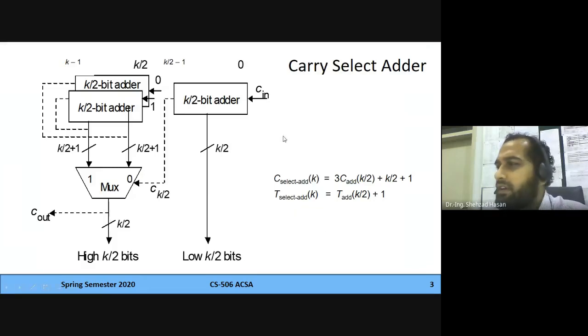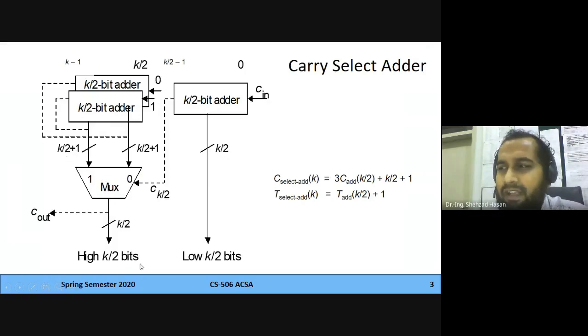As we have mentioned here, the cost in this case would be three adders of k by 2 plus the multiplexer cost, because there are k by 2 plus 1 multiplexers over here, each a 2 to 1 multiplexer. It's getting two inputs of 2 bits and giving 1 bit output. There are k by 2 plus 1 because we need one more multiplexer for the carry outs coming out of these two. If one is selected, that carry out has to be selected. If zero is selected, its carry out has to be selected. So actually this is k by 2, but this is k by 2 plus 1.